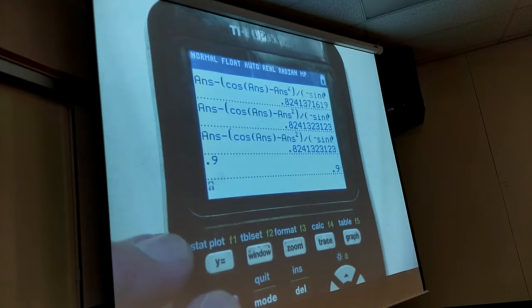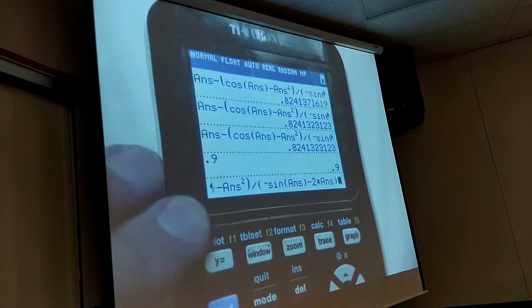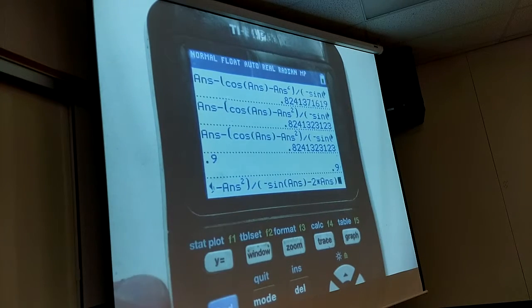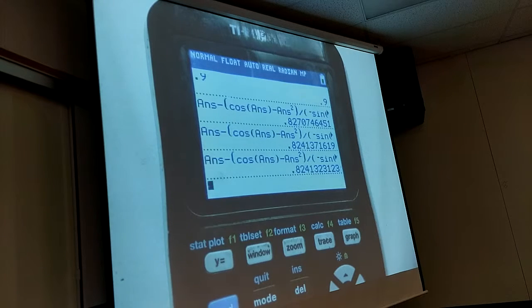All right. So there's the whole thing, right? I did 0.9, so now 0.9 is in ANS. Now watch it. Hit enter, enter, enter. Because whenever I hit enter, it reevaluates the last thing it told you to evaluate, or you told it to evaluate.